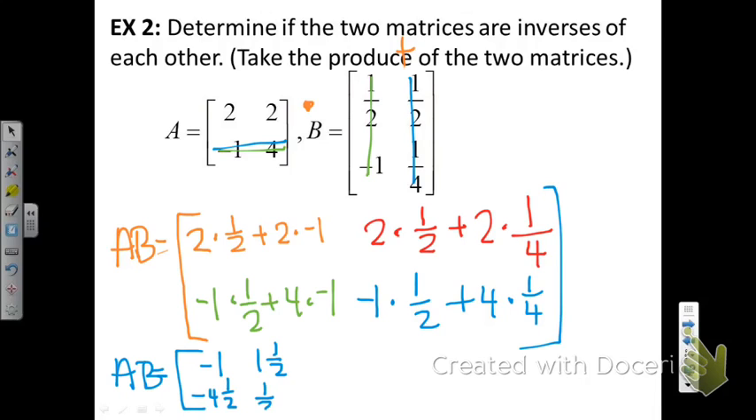Now if these were inverses of each other, then when we multiply them together we would get the identity matrix. Since we did not get this identity matrix, then we would say that they are not inverses of each other. So our answer to this question would be no, they are not inverses.